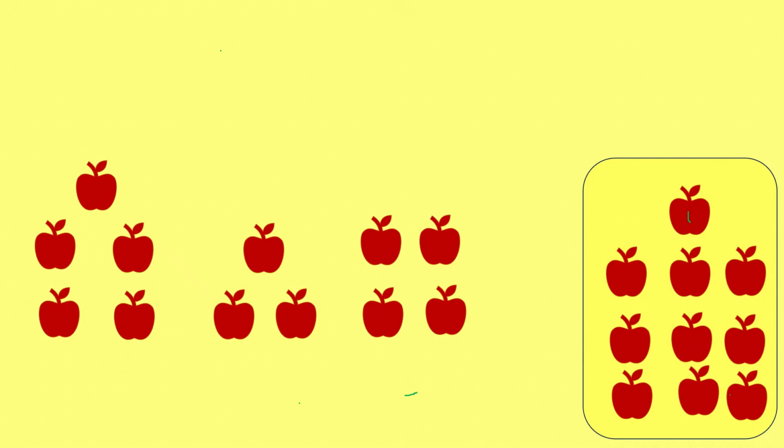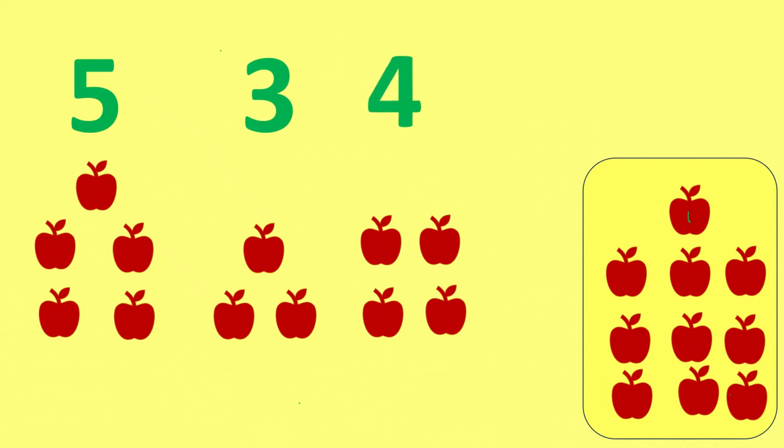It's just a rough sketch of the concept, and it's a proper word for it. Look here. It's the number 5 for the 5 apples. It's the number 3 for the 3 apples. It's the number 4 for 4 apples. It's the number 10 for 10 apples. Move on to the next page.